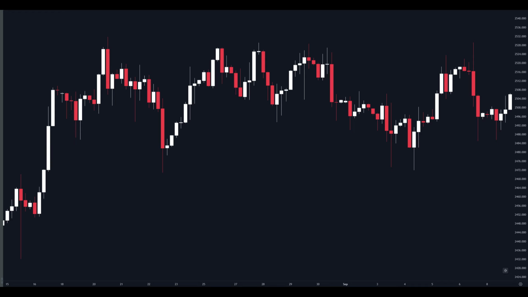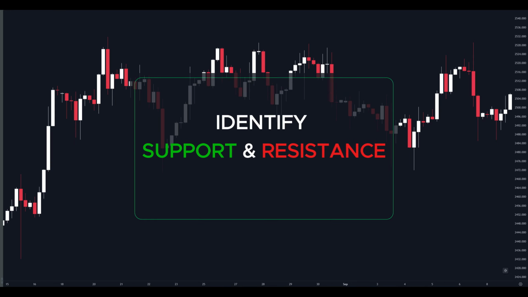Today in this video, you will learn some advanced techniques to identify the support and resistance level on the chart like a professional trader. As we know, support and resistance are two major concepts in technical analysis, and learning these important terms can help you to analyze the chart in a professional way.